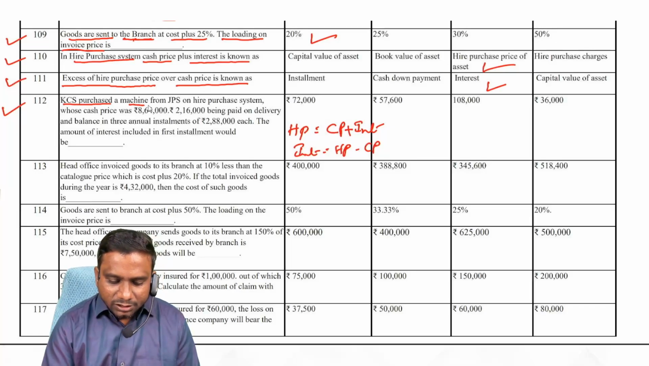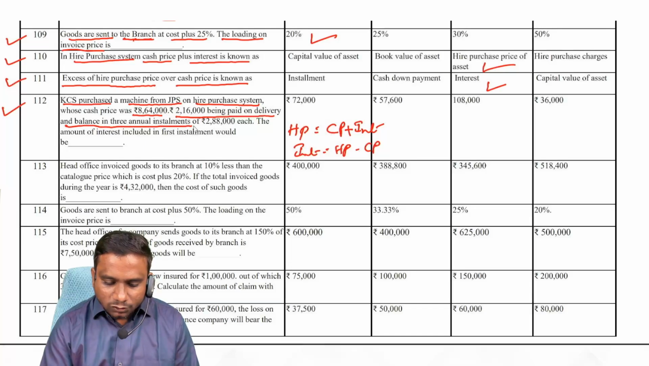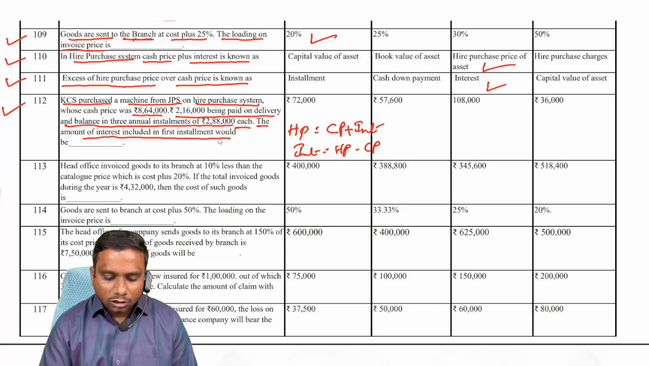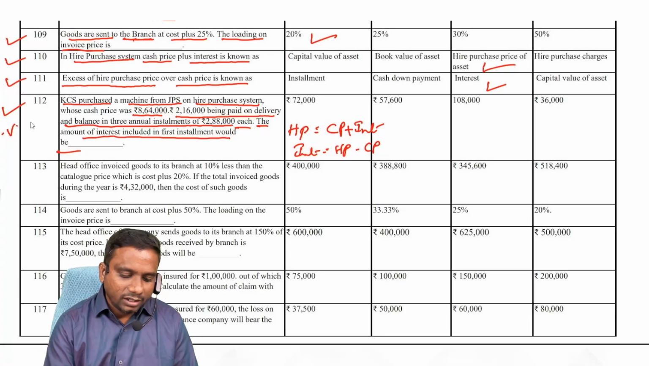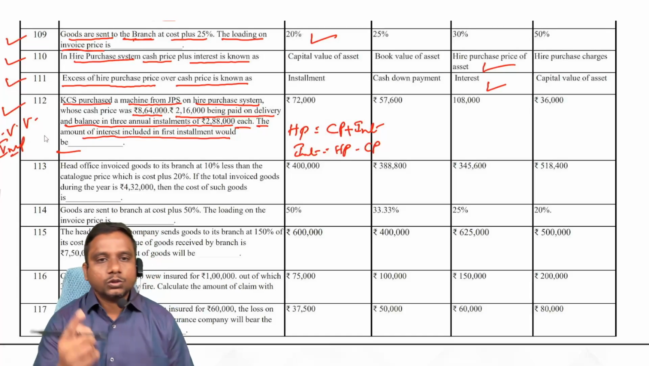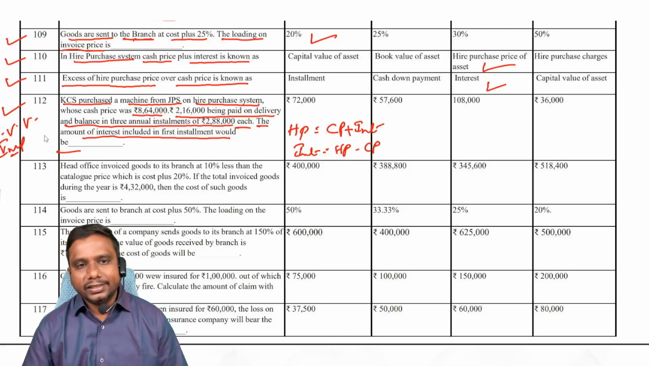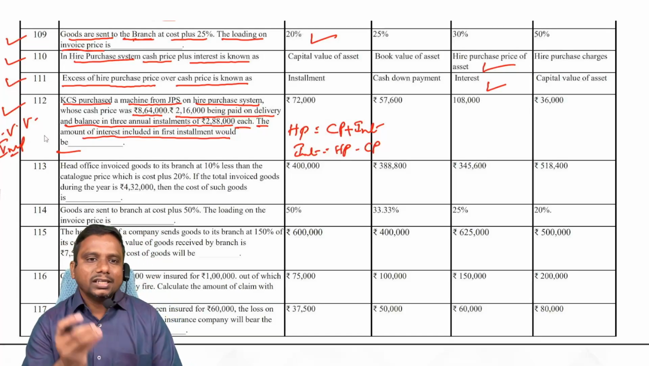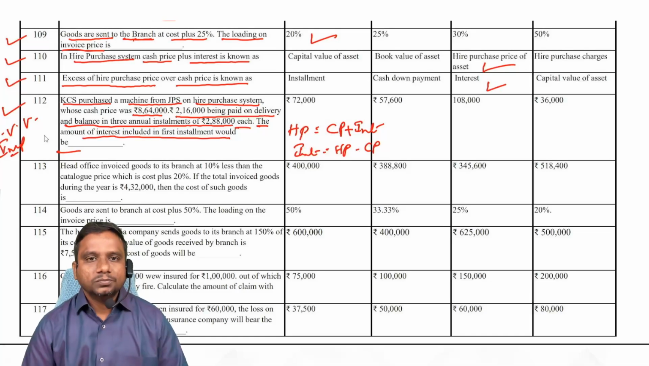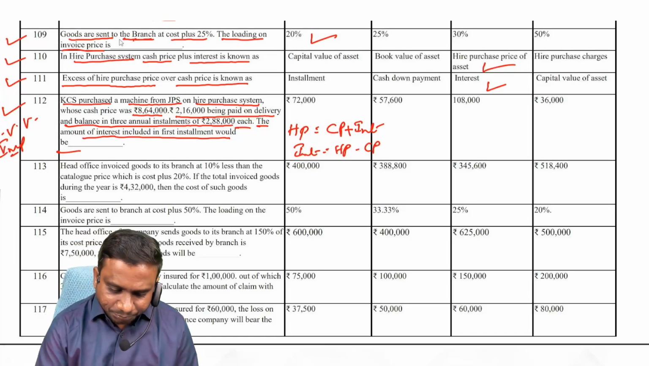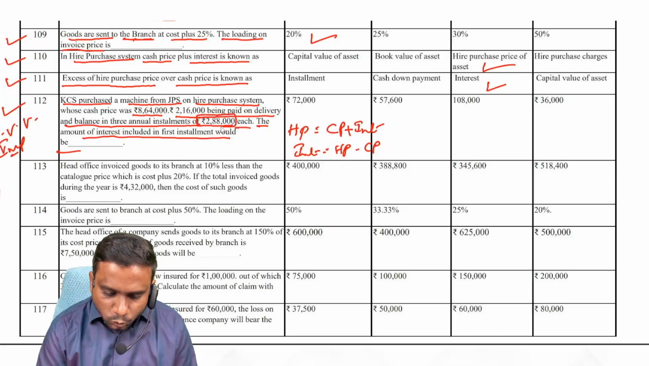112. KCS purchased a machine from JPS on hire purchase system. Cash price 8,64,000. 2,16,000 being paid on delivery, that is down payment, and balance in 3 annual installments of 2,88,000 each. The amount of interest included in the first installment will be? This is a very, very important question, students. You may expect this question in the exam. In this question, they didn't give any interest. Yes or no? Here, our assumption is each installment is 2,88,000.